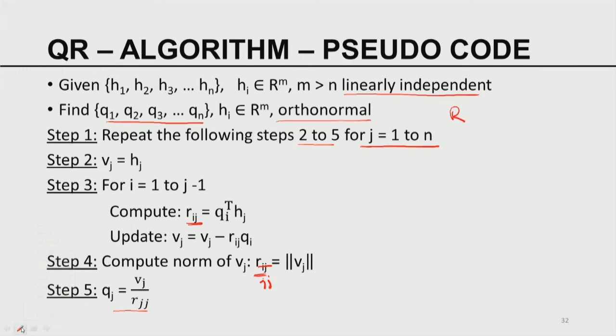With this pseudocode, we are able to express any H as Q and R. R is upper triangular, Q is orthonormal, and this is the reduced QR decomposition.